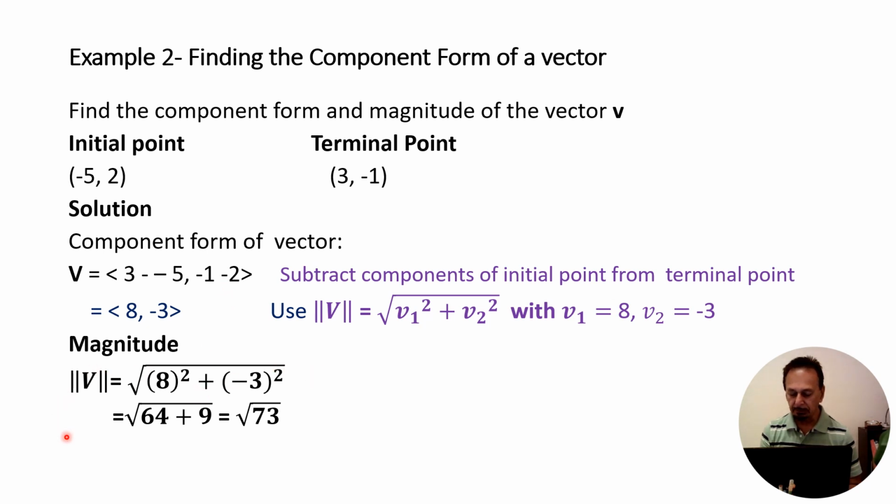So the magnitude of V is just the square root of the first component squared and then the second component squared. So it becomes 64 plus 9, 73. So the magnitude of this vector is square root of 73. Remember that when the initial and terminal points are given, to find the vector you always subtract the coordinates of the initial point from the coordinates of the terminal point and not the other way around.